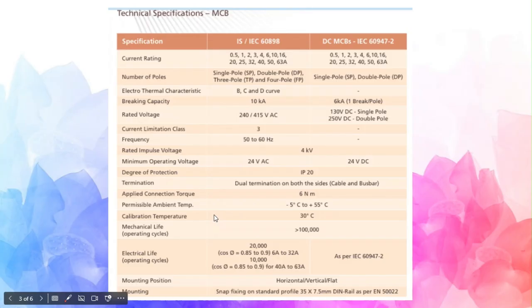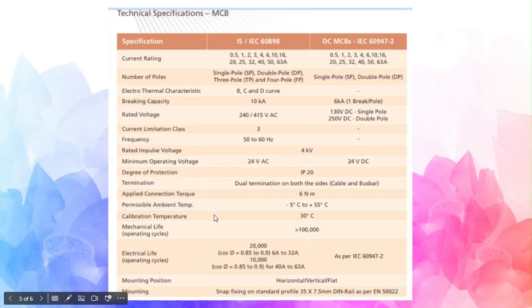Now, voltage rating is 240 or 415 volt. It means it can be operated at 240 volt or 415 volt. So based on our requirement, we have to select the model, and for DC it can be 130 volt DC or 250 volt DC.